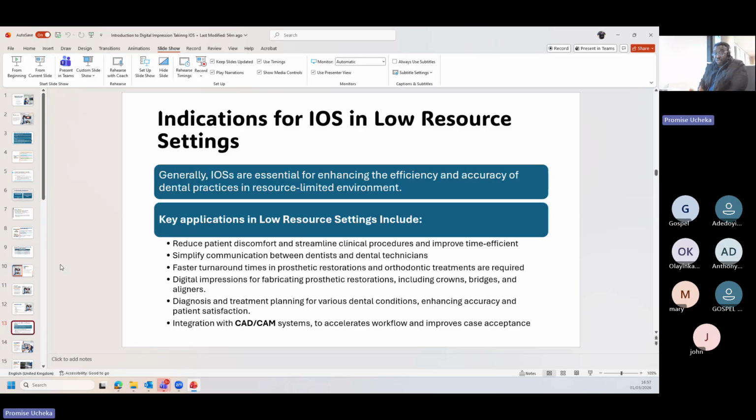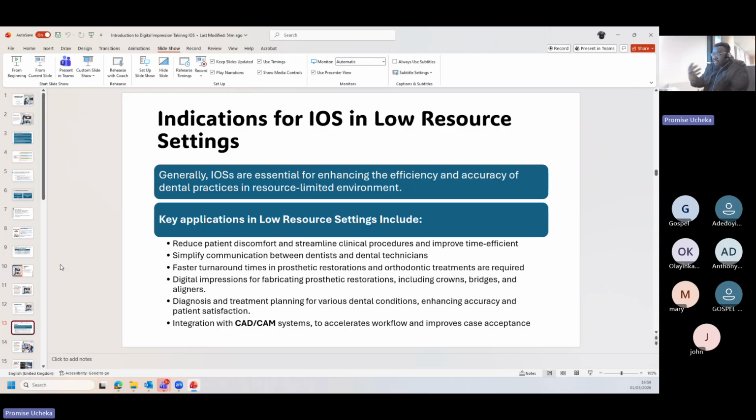You don't need to call the patient back because you've seen firsthand in real time what you have done. But there are some key specific indicators for this when you want to reduce patient discomfort. Taking someone's impression is quite uncomfortable, and a lot of patients cannot actually tolerate that. You may have come across patients that can't tolerate you taking their impression because it's very uncomfortable.